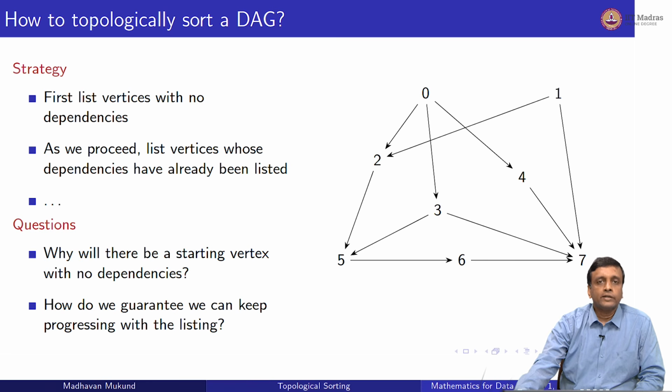And then we have to argue that as we progress, we are definitely going to eliminate all the vertices into our list and finally finish by doing all the tasks or listing them all out in this topological sort, right? So we need to somehow justify these claims in order to proceed with this strategy.